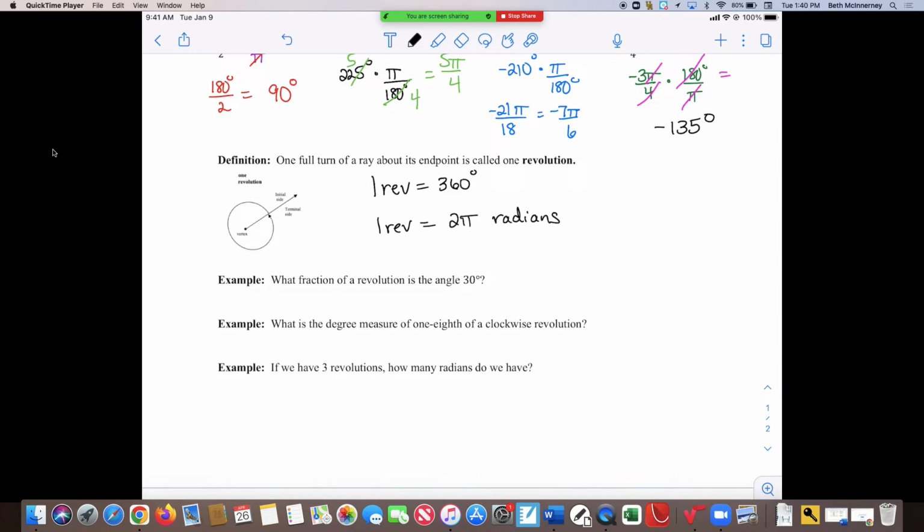All right, so now let's look at these last 3. It says, what fraction of a revolution is the angle 30 degrees? So watch what you're going to do. And again, it's just a lot of common sense. I'm in degrees, so my conversion fraction is going to look like this. I want to know how many revolutions, so I want my units to be revolutions. I was given degrees, so it's going to be 1 revolution over 360 degrees. The revolutions cancel. What did I just say? I said it wrong. The degrees cancel.